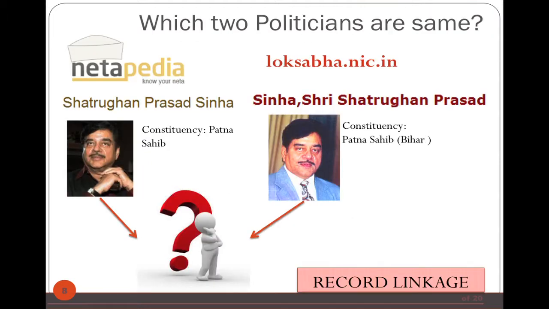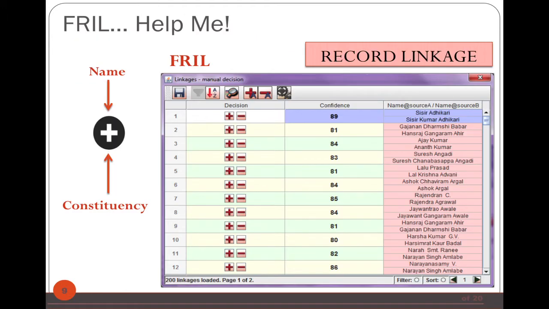The second challenge we faced is that we had to link two real world entities who are actually the same person, but as you can see, the name of the person on this website is first name, middle name, last name. Here it's last name, title, first name and middle name. So the challenge was to record link these two entities into RDF, but the advantage we had is the constituency attribute, which is almost similar on both the websites.